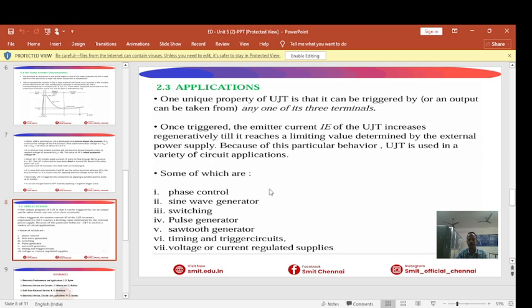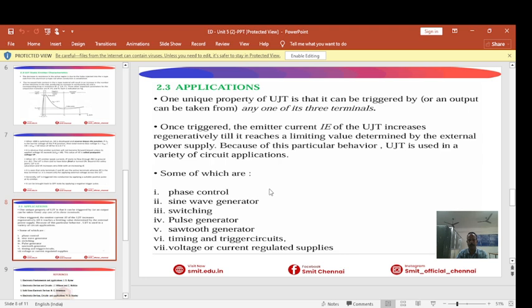Coming to the applications of UJT, it is very widely used, particularly in triggering and timing circuits. The prominent application is the UJT as a relaxation oscillator, which is very common for sawtooth waveform generation as well as for the timing of pulses. It can be used for SCR triggering, as a pulse generator, and very widely in timing circuits such as delay circuits, electronic timers and sequential timer circuits. It can also be used as a sawtooth wave generator and for phase control circuits.